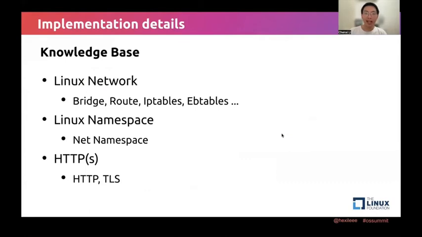Before we get started sharing the implementation details, we should talk about some background. The following contents will refer to some terms of Linux network, Linux namespace, and HTTPS. If I'm not clear enough, or if you have any questions, please ask in the chat now, and I will try my best to answer after the presentation. We need Linux network features like bridge, route, iptables, ebtables, and the net namespace, and HTTP and TLS support.